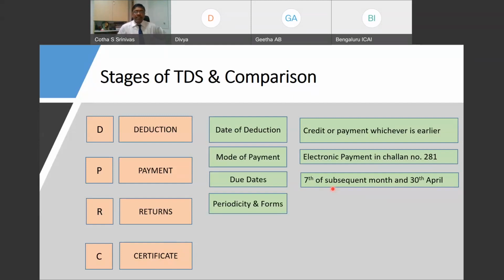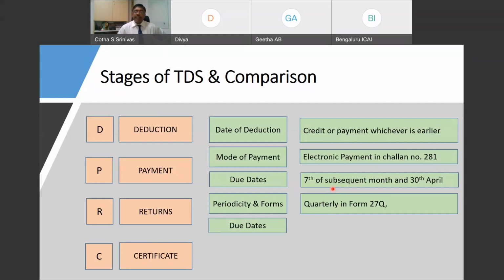Then the next step is after deduction, after payment, we have to file the returns. What is the periodicity and what are the forms used for filing these returns? Under section 195, it's a quarterly return which we need to file. It is similar to the resident payments. There also it is a quarterly return. For section 195 also it's a quarterly return and it should be filed in form 27Q.